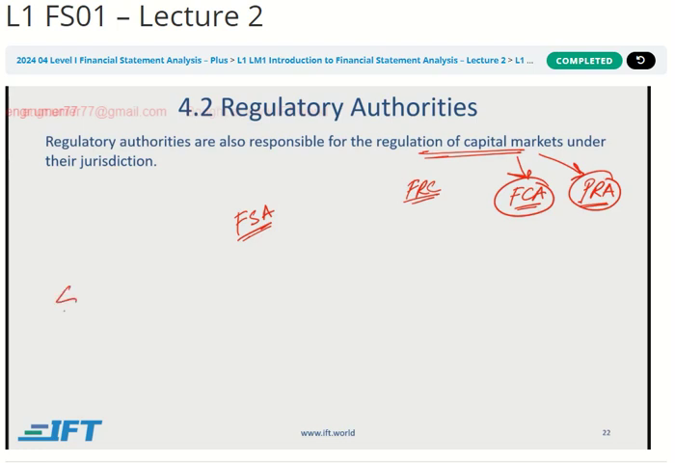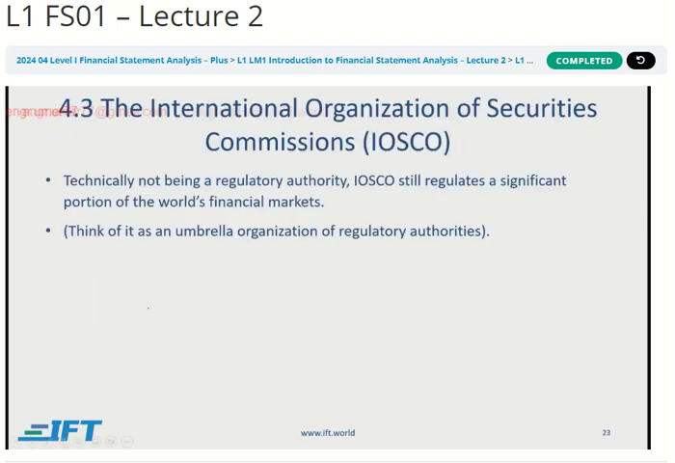In the US, of course, we have still the SEC, which is the main one. And in addition to all these separate regulatory authorities of these different countries, there is one international organization of security commissions, which is, you can think of it as an umbrella organization of all the regulatory authorities. Now, this is not technically an authority, it is an association of all the authorities. So they themselves don't have any power. It is those respective regulatory authorities which have the actual power.